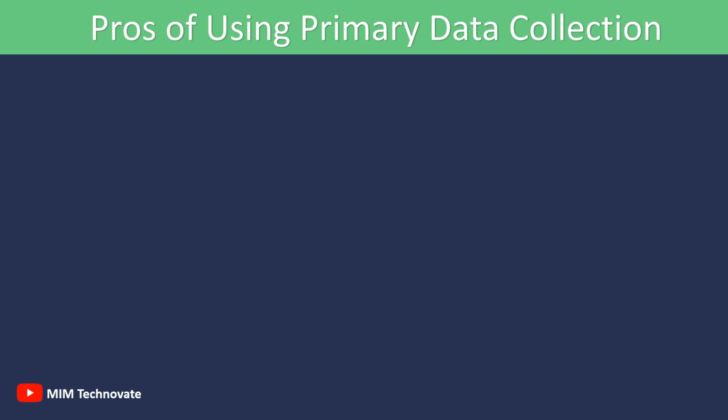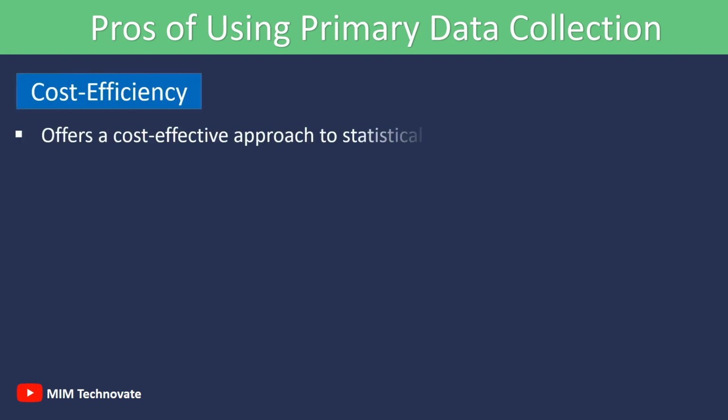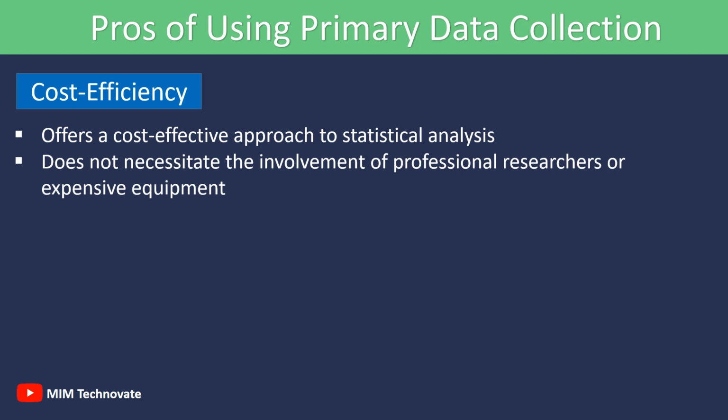Pros of using primary data collection. Cost efficiency. Primary data offers a cost-effective approach to statistical analysis. Unlike secondary sources, it does not necessitate the involvement of professional researchers or expensive equipment. This cost advantage makes primary data collection an attractive option for various research projects, particularly those with budget constraints.